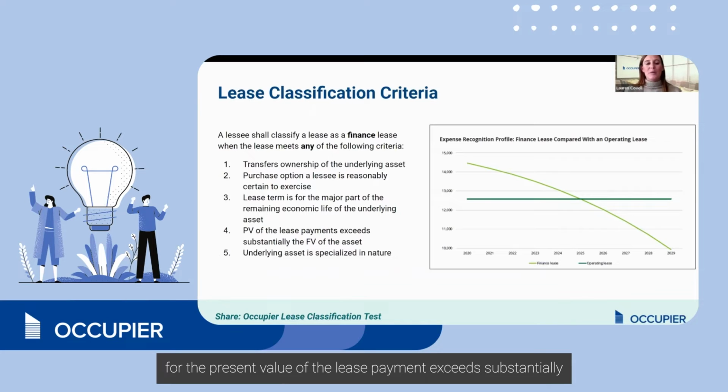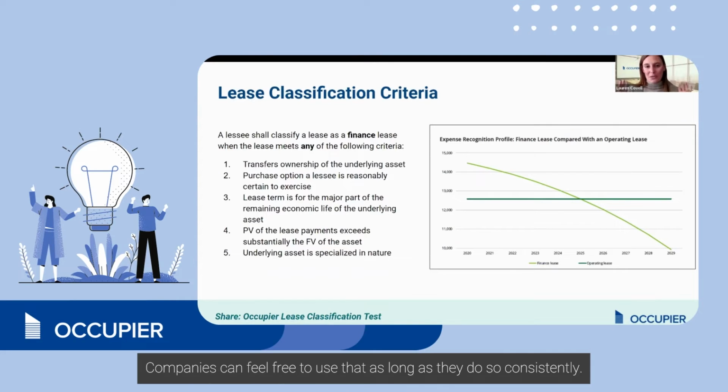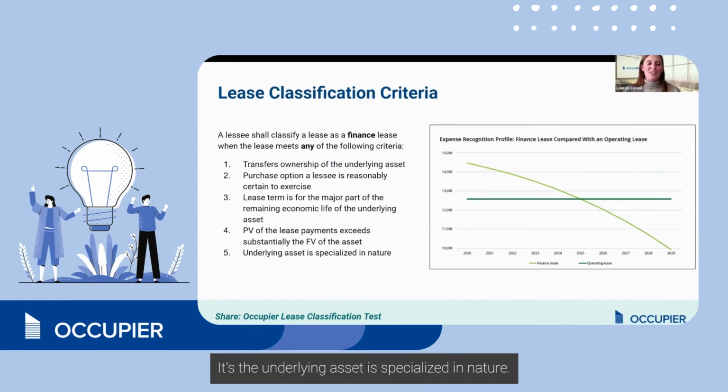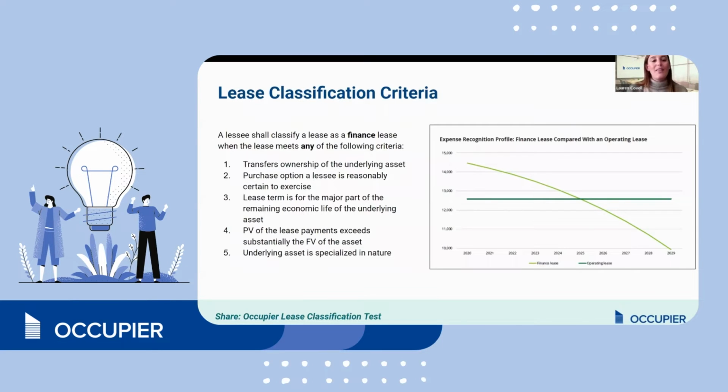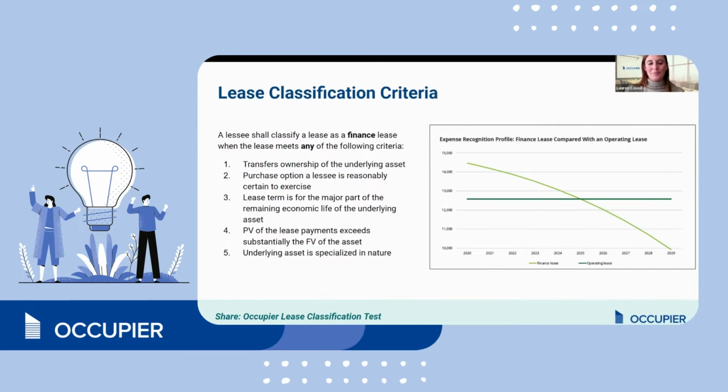For the present value of lease payments exceeds substantially the fair value of the asset. Again, 840 had a bright line here of 90%. Companies can feel free to use that as long as they do so consistently. And 5 is new to 842. It actually makes a whole lot of sense. It's the underlying asset is specialized in nature. The thought here being, if the asset is specialized in nature, it can't benefit anyone else besides that company because it was built for that company. Therefore, you're inherently reaping all of the benefits from that asset.